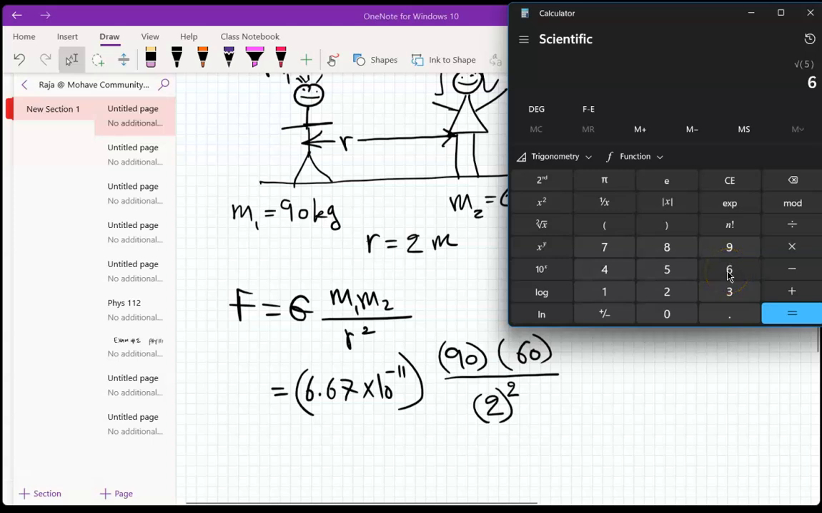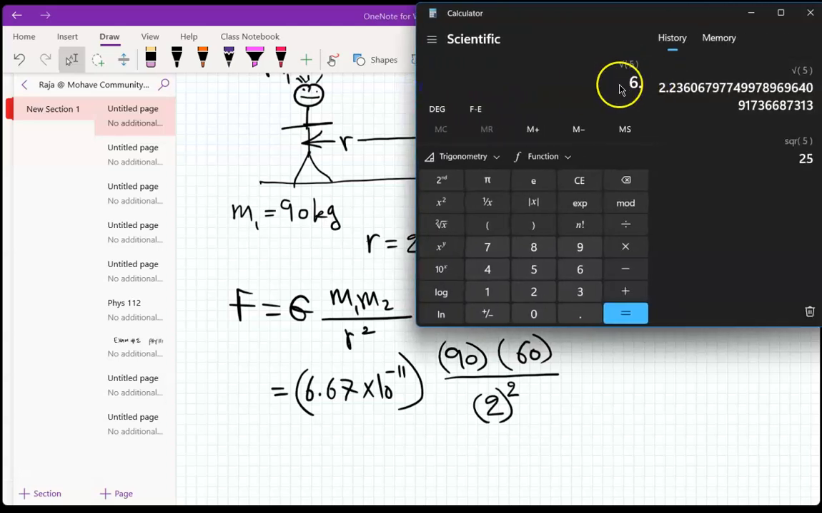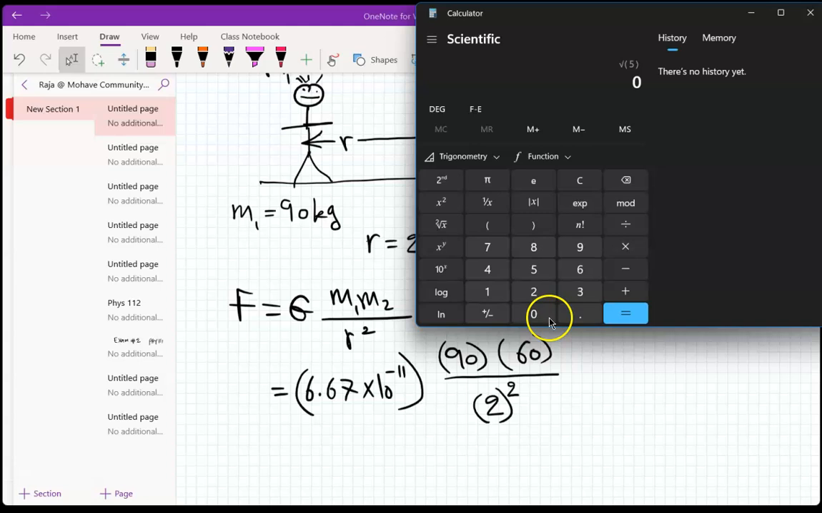So 6 point... Hold on. There we go. I want to show you the display, so let me go back and clear everything. Okay, so we have 6.67, right? And then there is times 10 to the power of negative 11, correct? So times 10 to the power, all of that, okay? The times 10 is basically EXP.